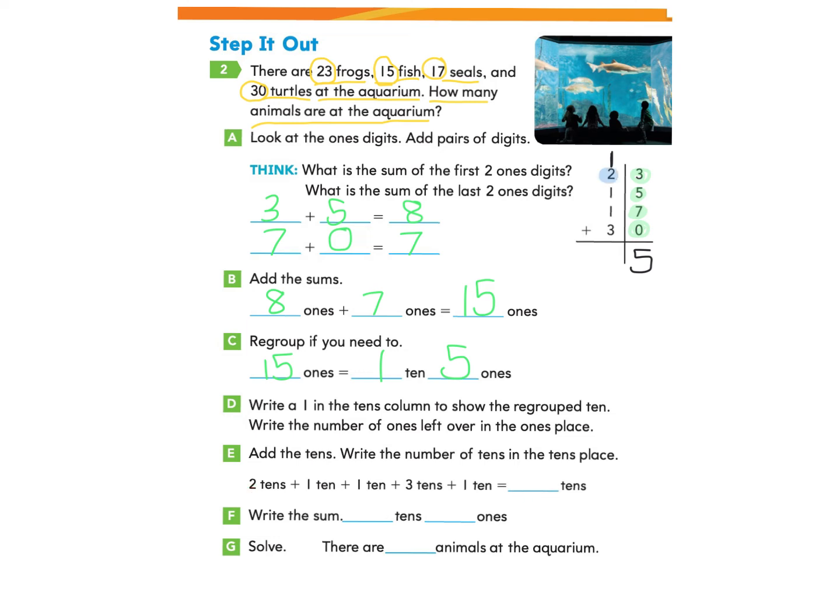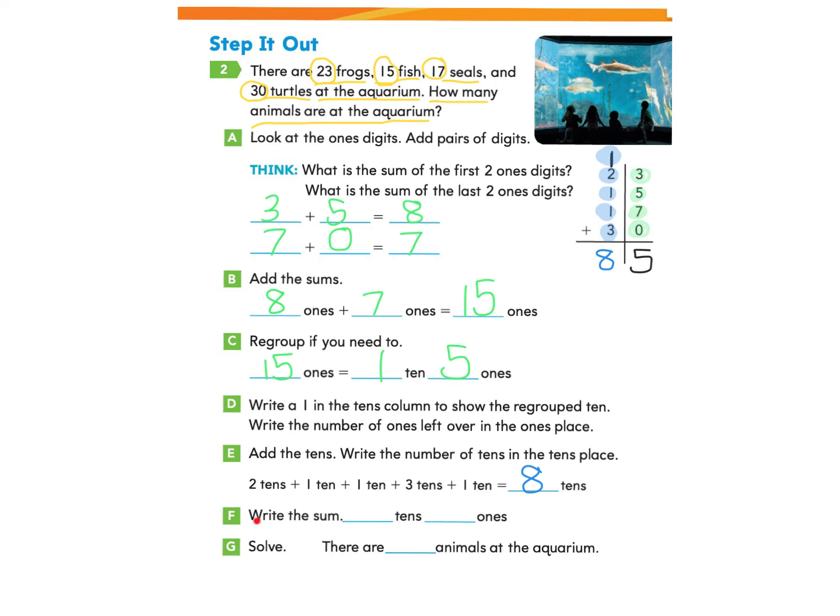So 2 plus 1 plus 1 plus 3 plus 1. You may want to pause to think about this for a second. And when you add all of those numbers, you will find that the answer is 8 tens. And we will write 8 in the tens column.